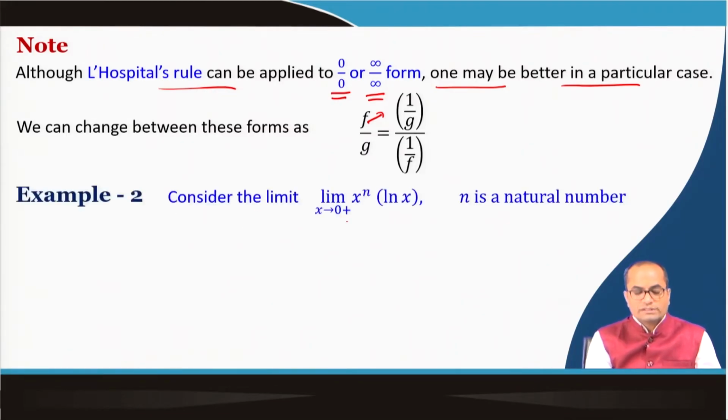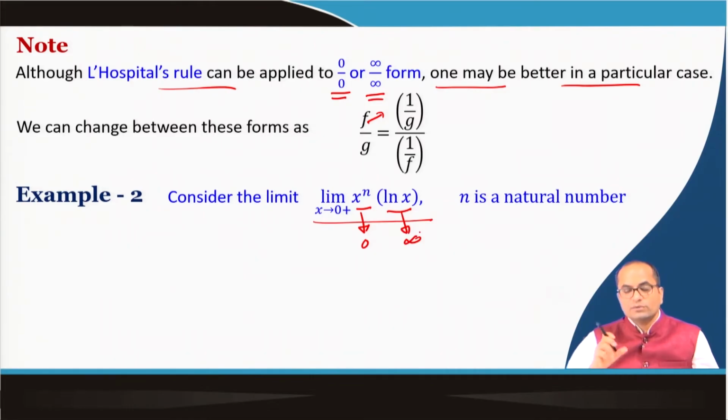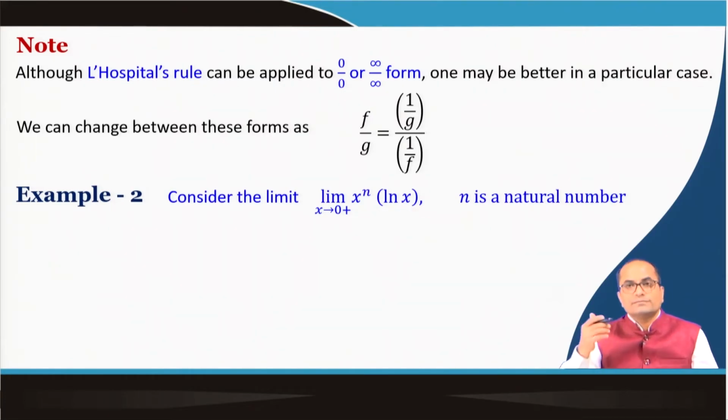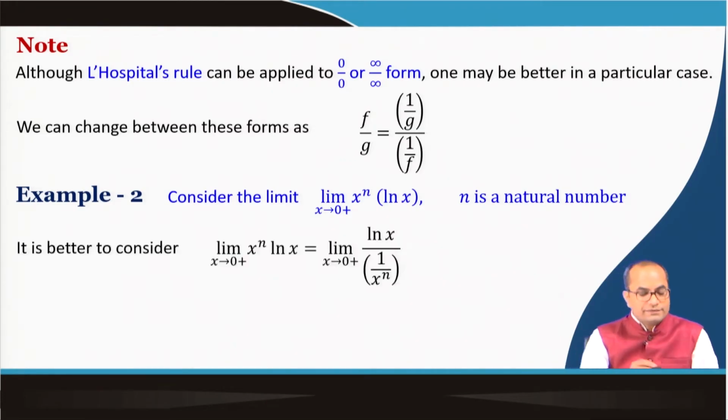So, again one more example here. For instance, we have x power n and ln x. This x power n is going to 0 and this ln x is going to minus infinity. So we have 0 into infinity form, and then we have to think again whether it is better to have 0 by 0 form or infinity by infinity form.